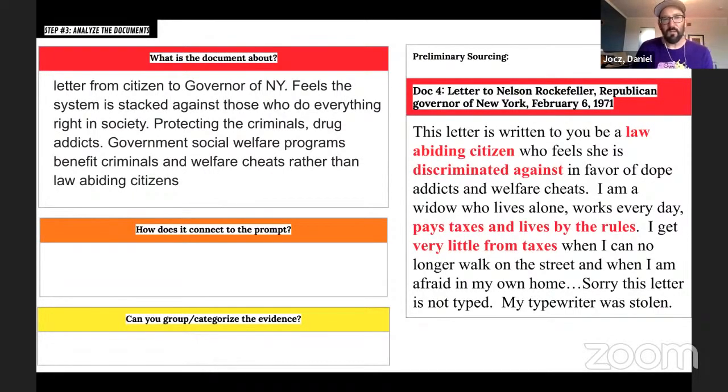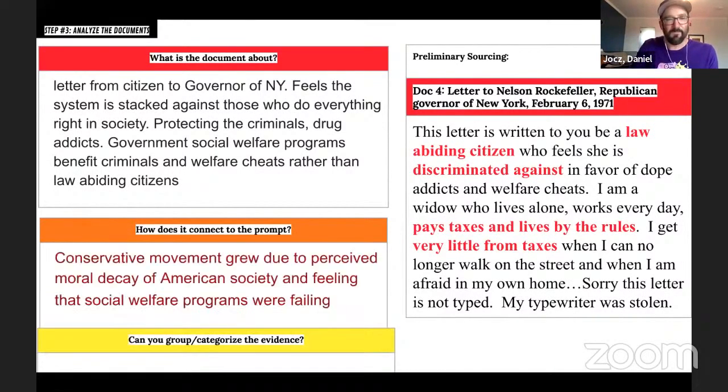Google it. So if I'm describing this document, it's a letter from a citizen to the governor of New York, who feels the system is stacked against those who do everything right in society. It's protecting criminals and drug addicts. The government's social welfare programs benefit criminals and welfare cheats rather than law-abiding citizens. That's kind of what I get from this document. If I was telling my friend on the bus, hey, I read this document, here's what it's about, I might say something like this. If I was writing an essay, though, here's what I would do.